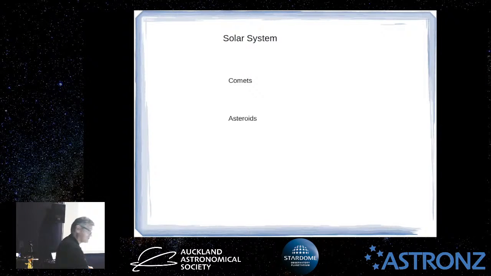Right, we've just got the solar system to go. We're a little bit over time, so I'll go quickly through this. Particularly interested in comets and asteroids.